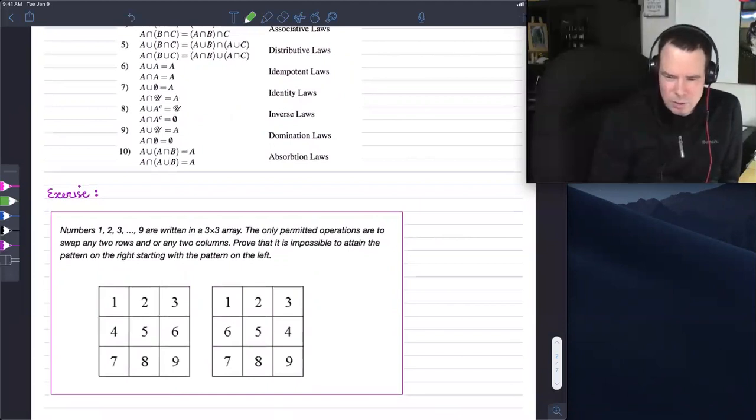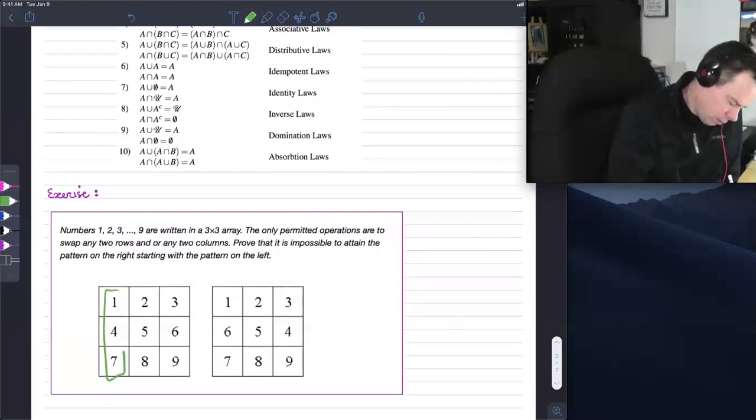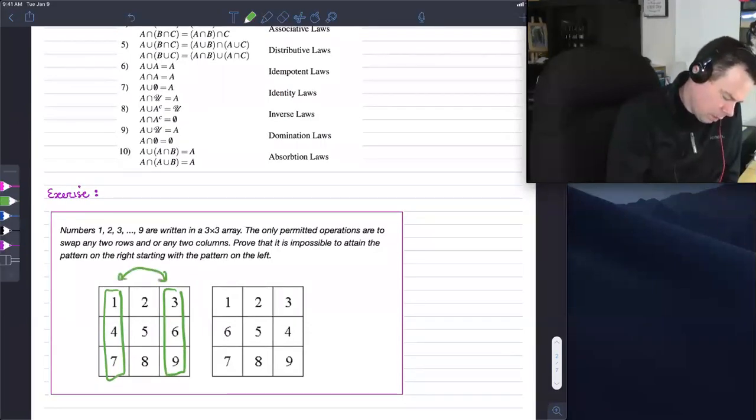You've got the numbers 1 through 9 arranged in a grid on the left, and what you're allowed to do is take any two columns you want and just swap them. So for example, I could take this column, and I could take this column, and then I could just swap them. And so if I do that, then I'll just sort of indicate what happens here.